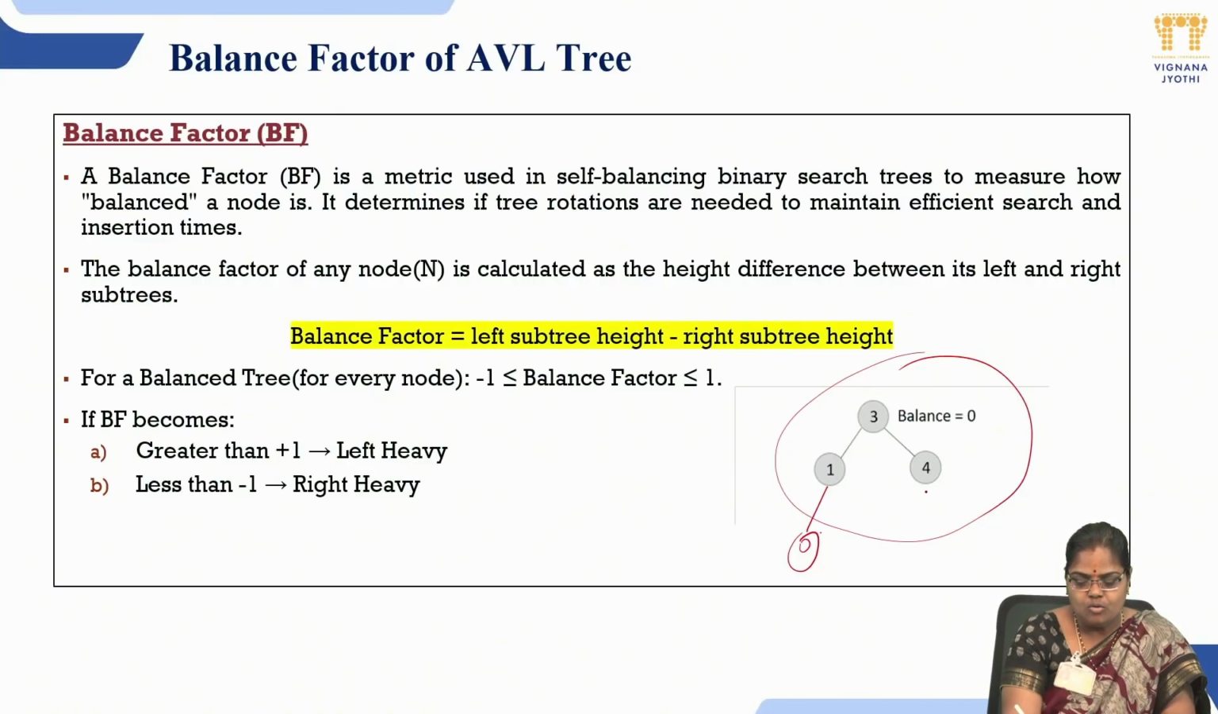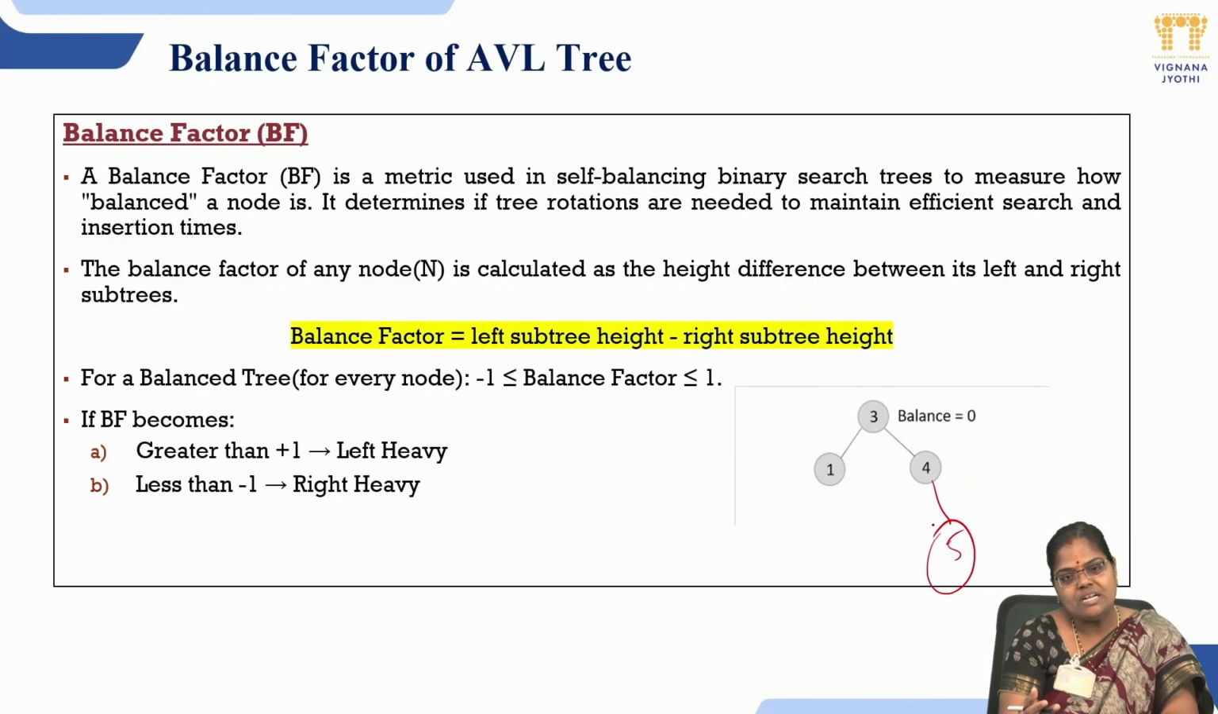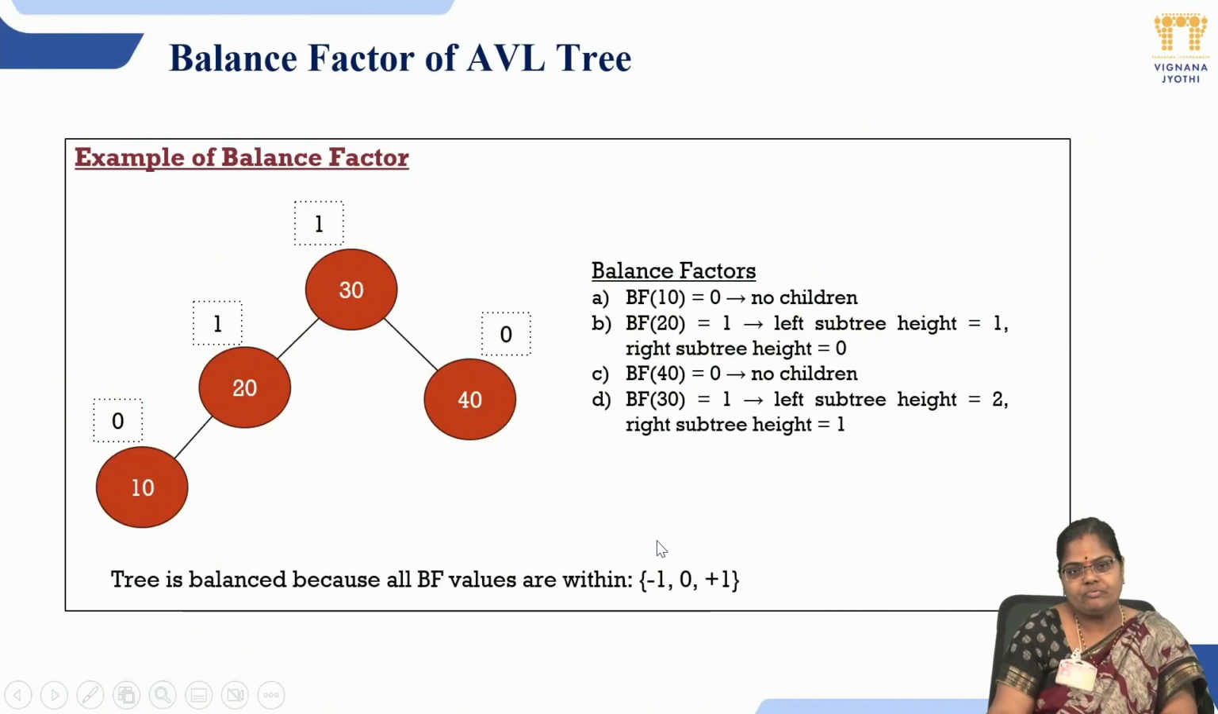Similarly, if I include another node here on the right subtree instead, then it becomes right heavy. Now if I calculate the balance factor at that instant, I'll get a value less than -1. How we are getting that, we will see in an example next. So this is the example of a balance factor which we have considered here.